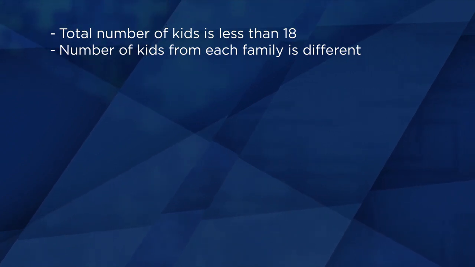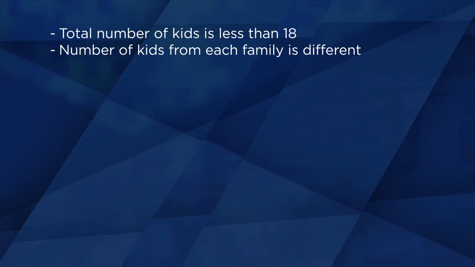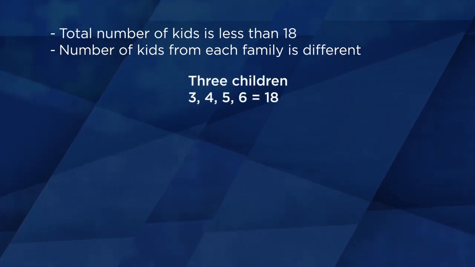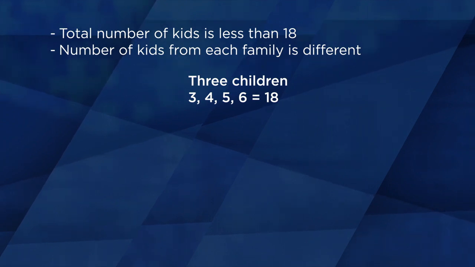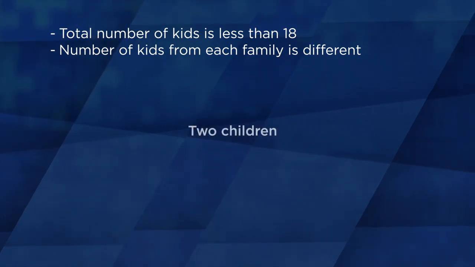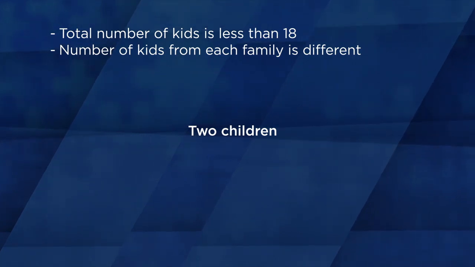Well, I think the best way to start is to work out what the smallest number could be. If the smallest family had 3 children, then the smallest total number of children occurs when the numbers are 3, 4, 5, and 6, which adds up to exactly 18. That's too many. So the smallest family has no more than 2 children. Now we can start listing some possibilities.